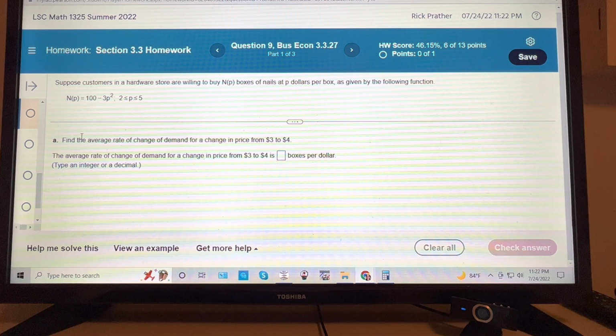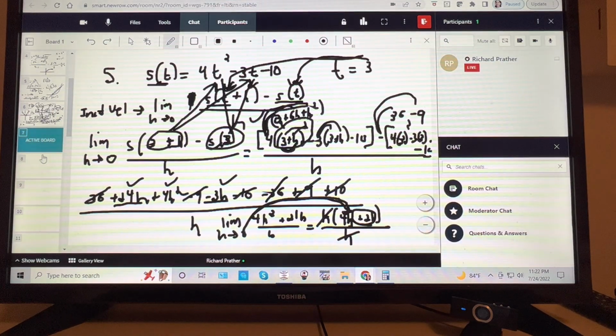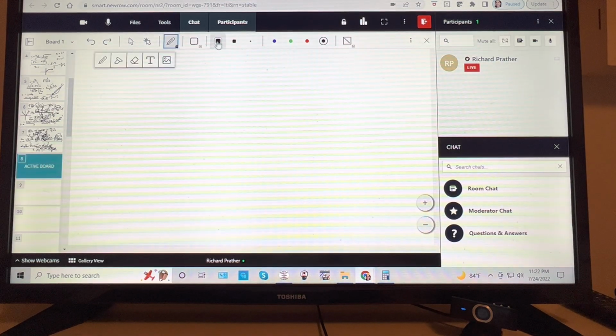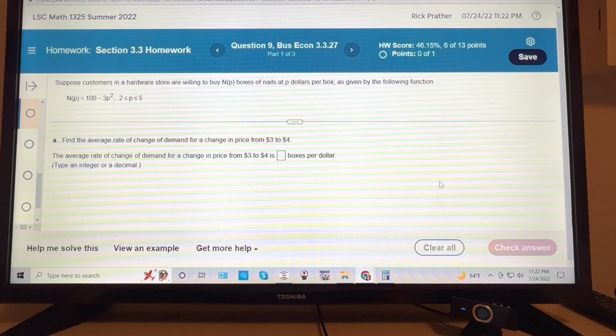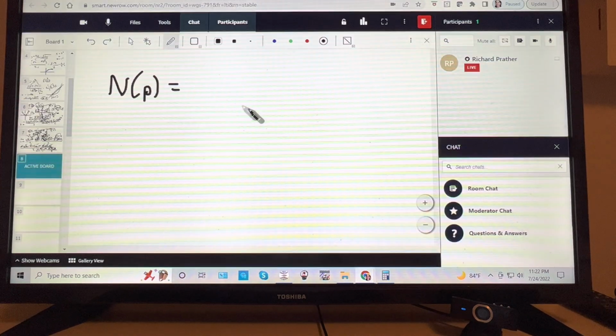So that's the first half of the section's concept. Average rate of change, we're going to do f of 4 minus f of 3 over 4 minus 3. And instead of f of, it's N of P. So this is just taking what we did on the first 3 problems and applying it to a business setting. N of P, the number of nails that this hardware store sells, is 100 minus 3P squared.